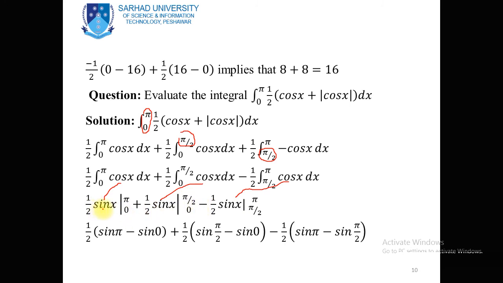In the first part, putting the upper limit sine pi minus putting the lower limit sine 0. Now for this term, putting the upper limit sine pi by 2 and the lower limit sine 0, like you see over here. And similarly for the last term, putting the upper limit sine pi and the lower limit sine pi by 2. Now after simplification, sine pi is equal to 0, sine 0 is equal to 0, sine pi by 2 is equal to 1, sine 0 is 0, sine pi again 0, and sine pi by 2 is equal to 1.